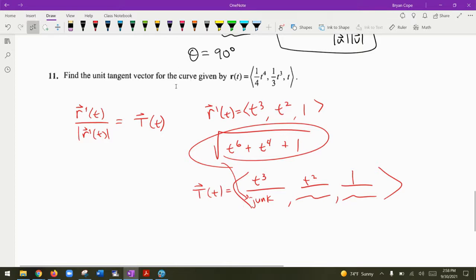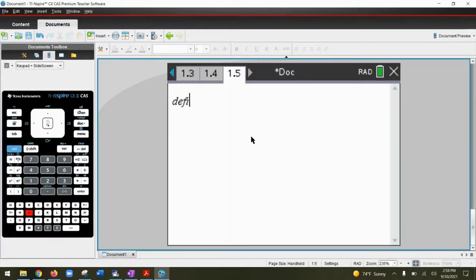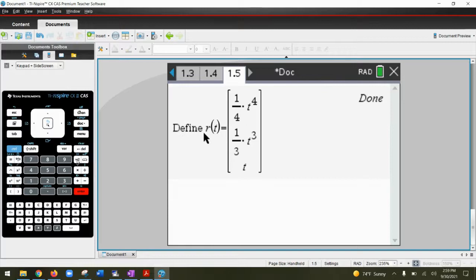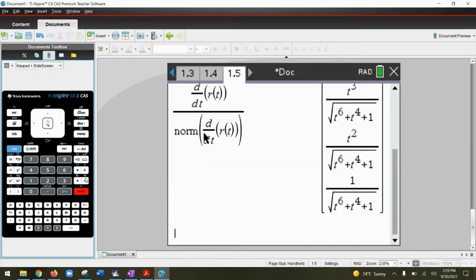Now, you all know the commands on the calculator? So just to review, first we define a function. Define R of t to be a 3 by 1 vector that has 1/4 t to the 4th, 1/3 t to the 3rd, and t at the bottom. Is that right? So now to find unit tangent, we would do the derivative of R of t over the magnitude of the derivative of R of t. Let's see what their answer looks like. Just like ours. They didn't do any more simplifying.